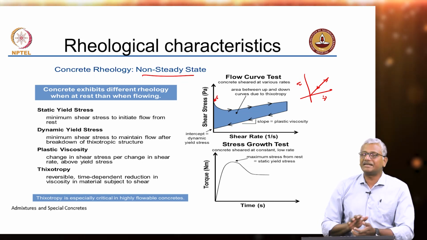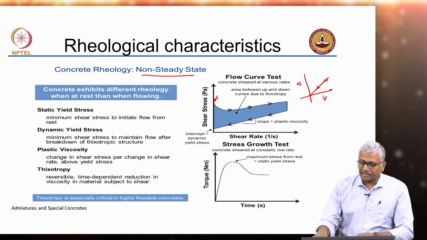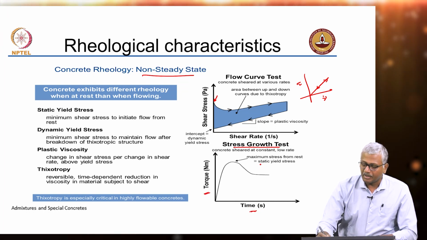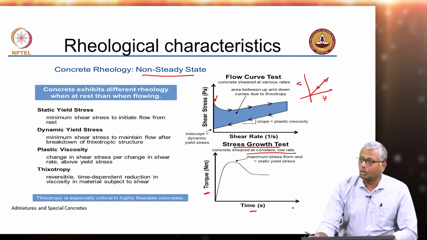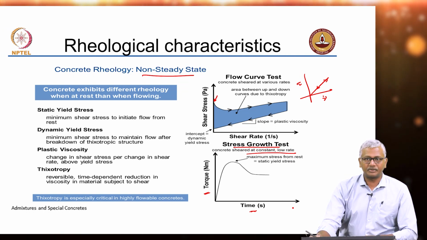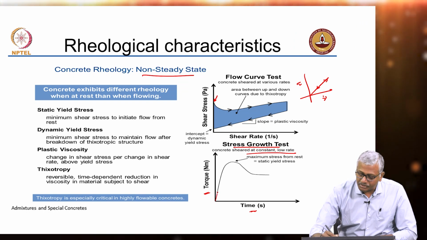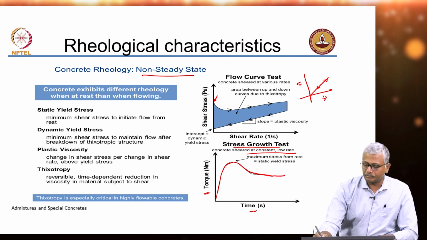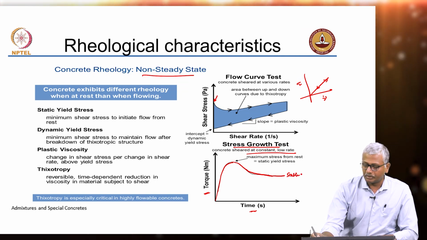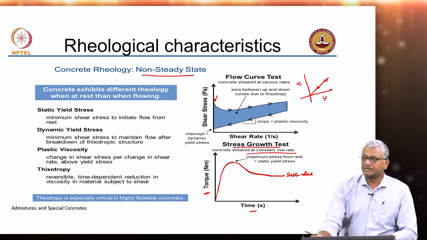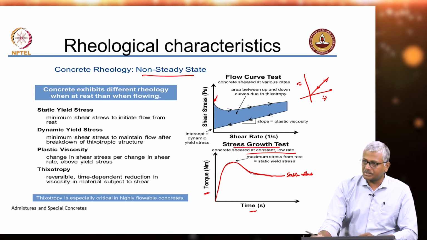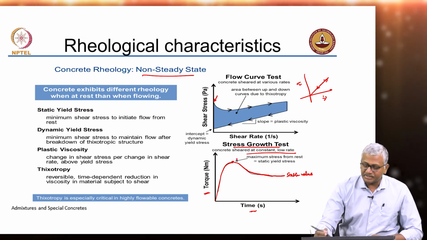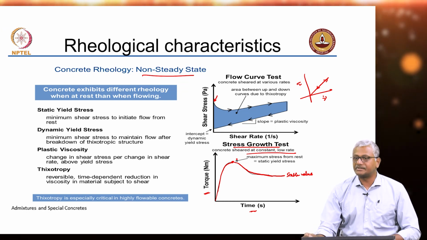You have to overcome the static yield stress, and that is typically determined by what is called the stress growth test, where you study the torque as a function of time for a constant low shear rate. So, what will happen in this case is the torque will build up, reach a maximum and then become stable. So, this is a stable value of the shear stress with respect to time at a constant shear rate. The maximum that is achieved in this case is called the static yield stress.